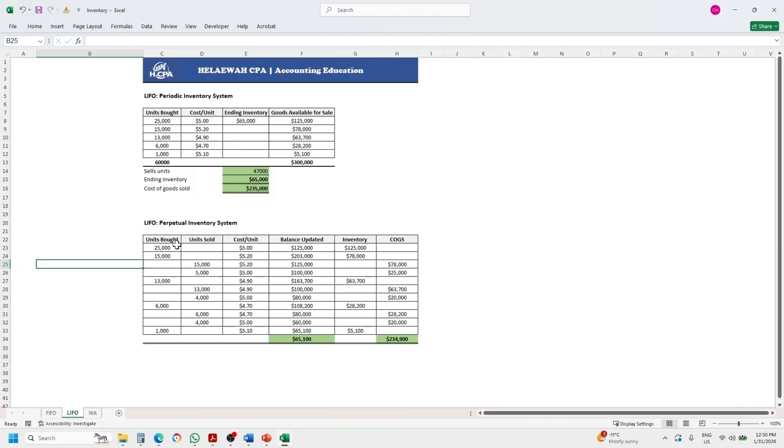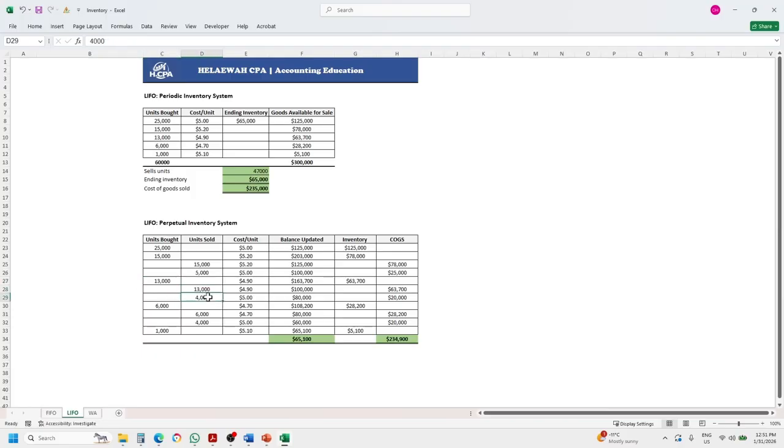So we buy 25,000, we buy 15,000, we sell 15. This 15 we take from here, not from the bottom. After each transaction, it is updated. Now we sell 5,000, we take it from the 25,000. We buy 13, we sell 13. This 13,000, we are not going to take back from here. We will take it from here. So as you see, after each update, we have a new ending. We take from the ending because it's the last goods to enter the warehouse.